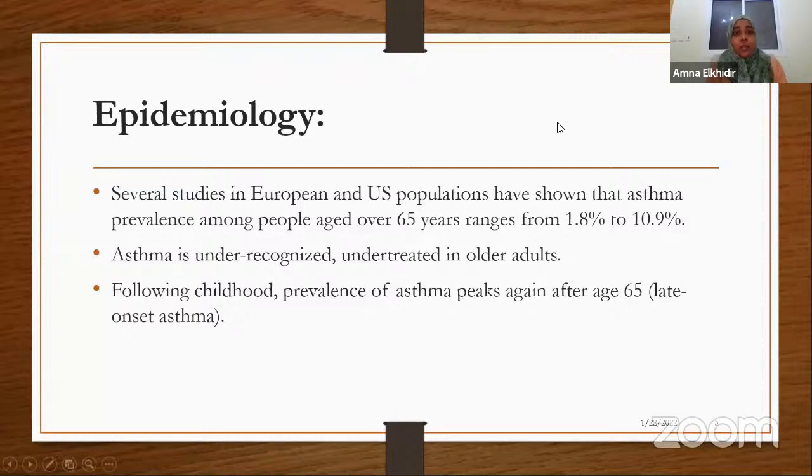Asthma is under-recognized and under-treated in older adults because symptoms in elderly may differ from the younger populations, and perceptions of illness in elderly differ also from the young populations. Following childhood, prevalence of asthma peaks again after the age of 65. That is what's called late onset asthma.